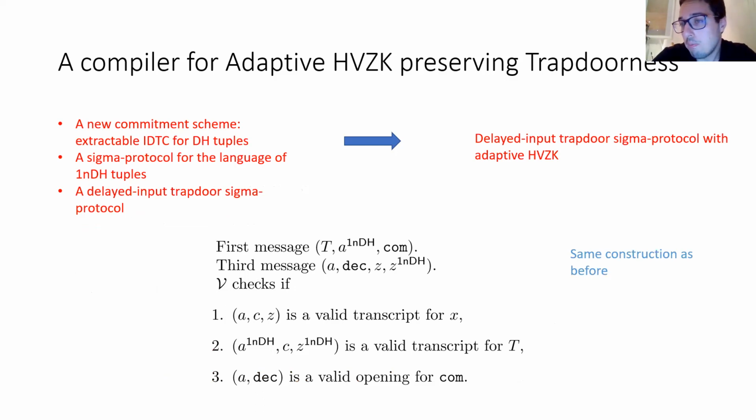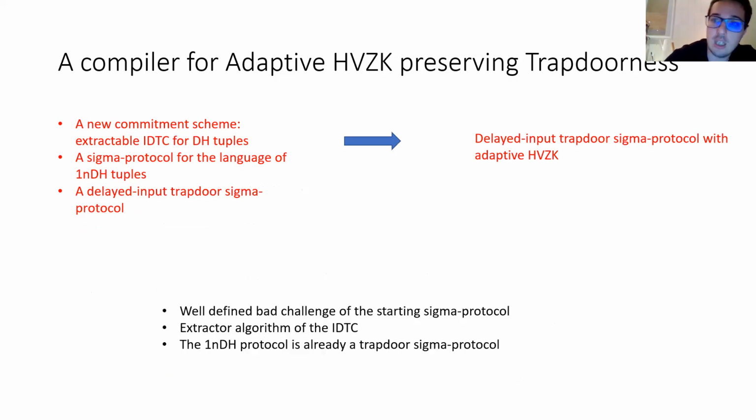And the compiler is defined exactly in the same way as the one with non-extractable IDTC. So we already know that the construction yields a Sigma protocol with adaptive honest verifier zero knowledge. We just need to check that trapdoorness is preserved. And in our work, we show that from the fact that the original Sigma protocol is trapdoor, so also has a well-defined challenge function, from the property of the extractor algorithm of the IDTC, and from the fact that we know one protocol to prove that the tuple T is a 1 on the H tuple, which is also a native trapdoor Sigma protocol, we were able to prove that the trapdoorness property is preserved.